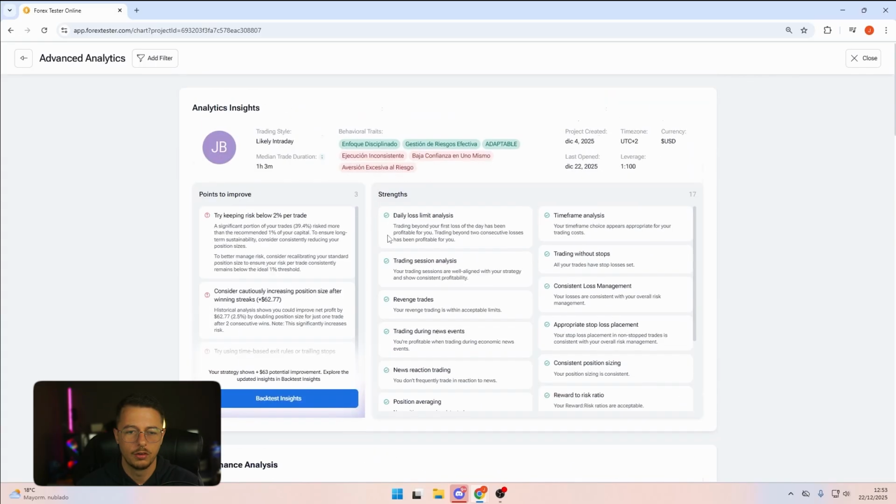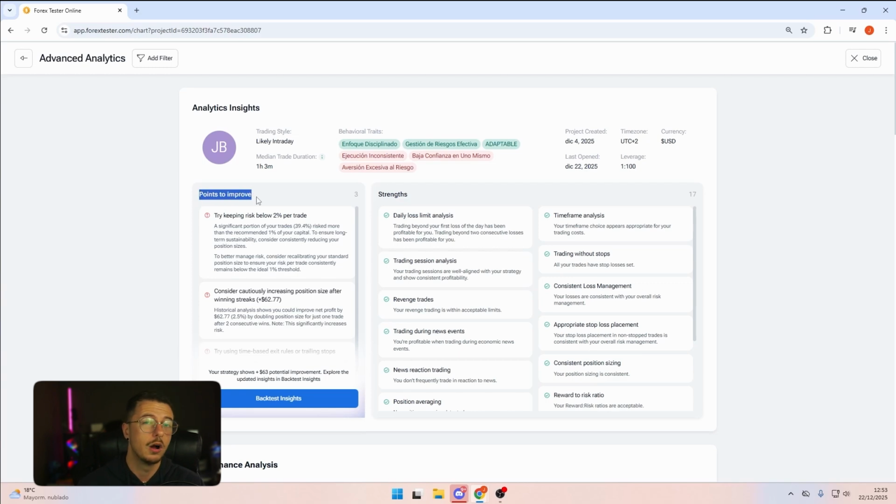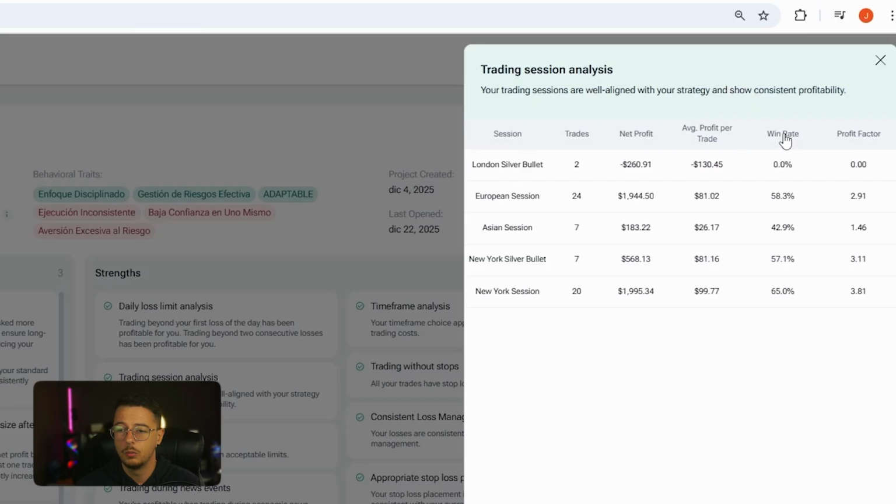As well, if we come up to here, we have our analytics insight, but this strategy is so good that we only have 3 points to improve. But in any case, what I always like to do is come to the trading session analysis, because it will tell me the win rate of each session. And as we can see in the New York session, we had up to a 65% win rate. Meanwhile, the European and the New York silver bullet were below 60.